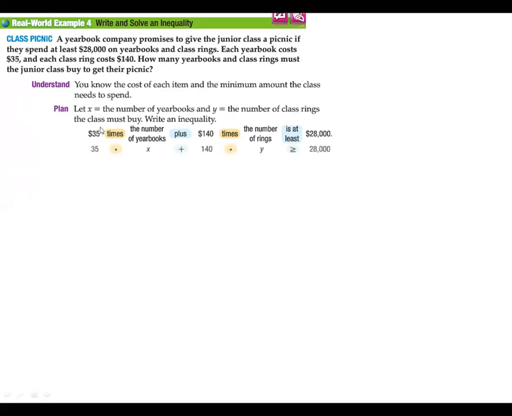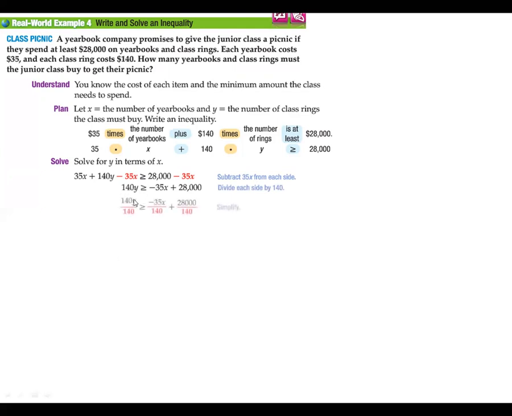So that would be 3 times X plus 140 times Y is greater than or equal to $28,000. So then I could solve that inequality for Y. Subtract 35x from both sides. Divide everything by 140. And if you simplify this fraction, it comes out to negative 1/4. So y is greater than or equal to negative 1/4 x plus 200.